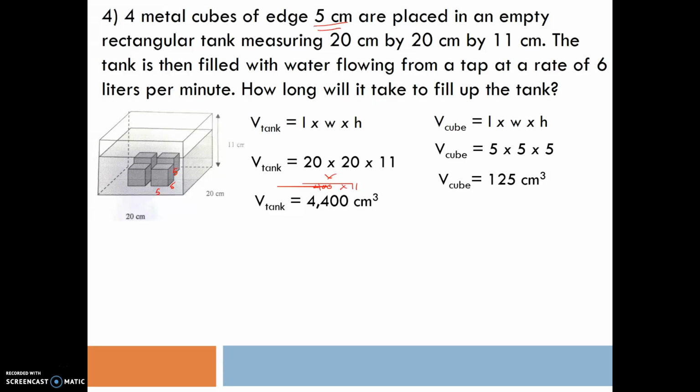Now obviously we have to multiply that by 4, right? Because there are 4 of them. So when we multiply that by 4, we're going to get 500 centimeters cubed. Now I need to subtract the volume of the cubes from the volume of the tank because they're taking up space that water won't be able to take up in there. So when we subtract 500 from 4,400, we get 3,900 cubic centimeters.